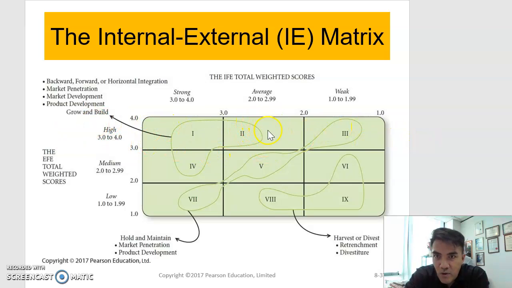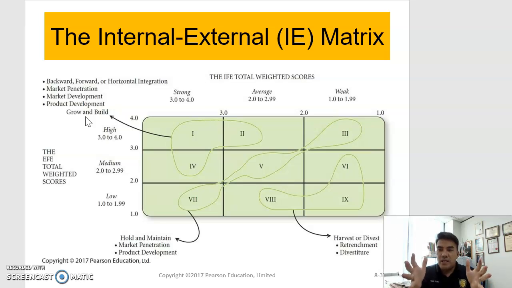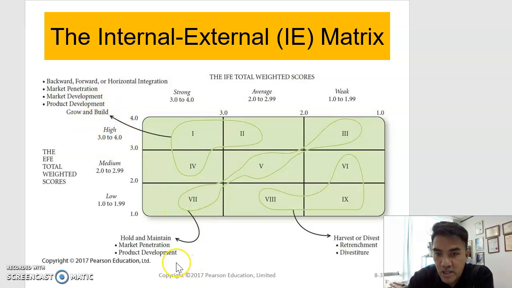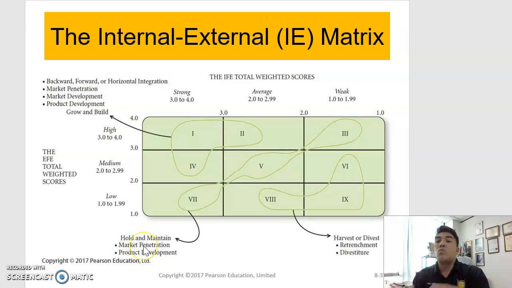So the intersection of your IFE as well as EFE would fall under quadrant number 2. If it is quadrant number 2, the potential strategy should be grow and build. So how are we going to use this? When you have your SWOT, and then you do the IFE, EFE matrix, you apply that into the IE matrix, and then you identify the potential strategy. Then you go back to your SWOT matrix study and identify which of the strategies would fall under grow and build or under hold and maintain.